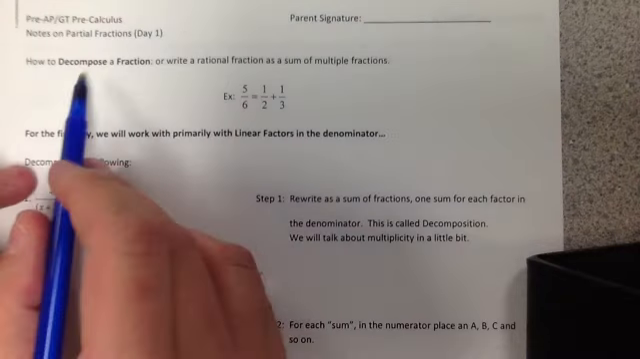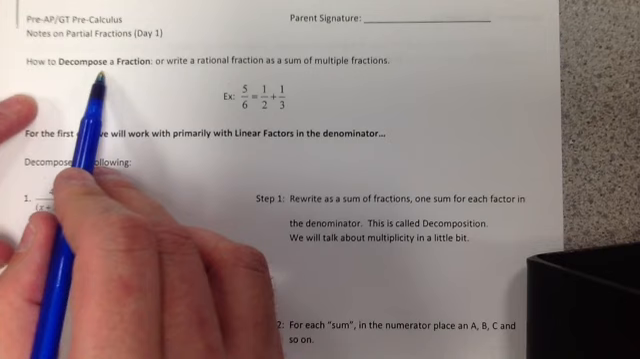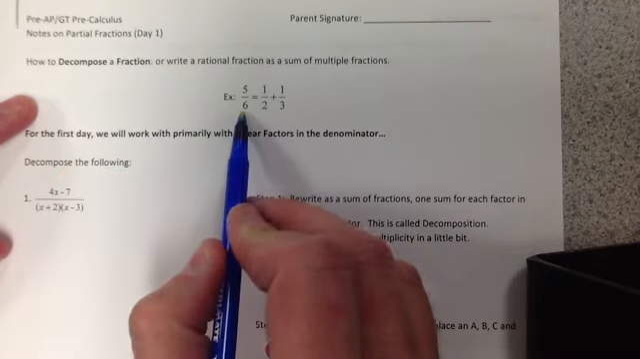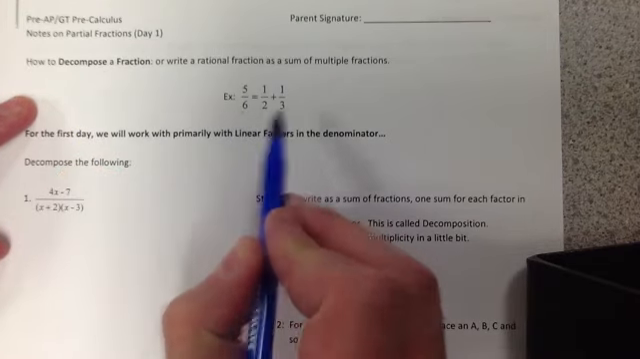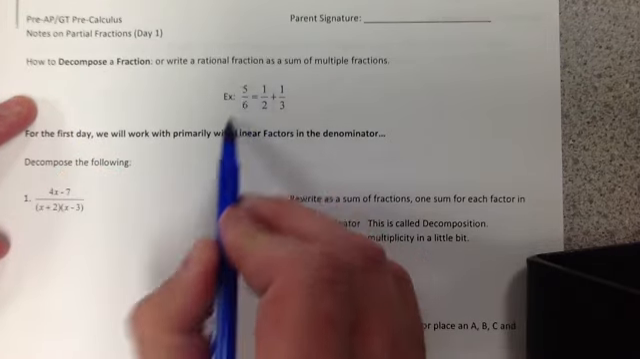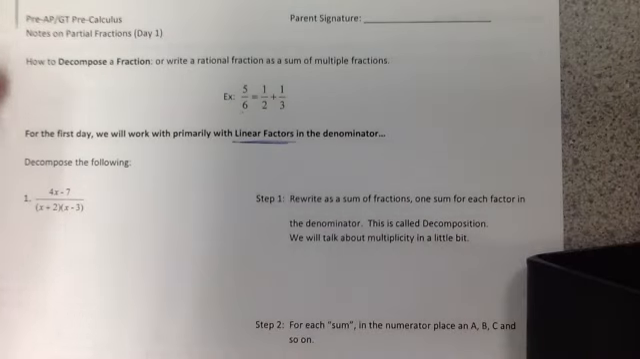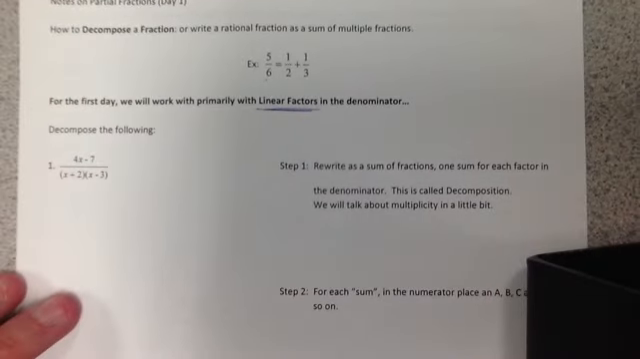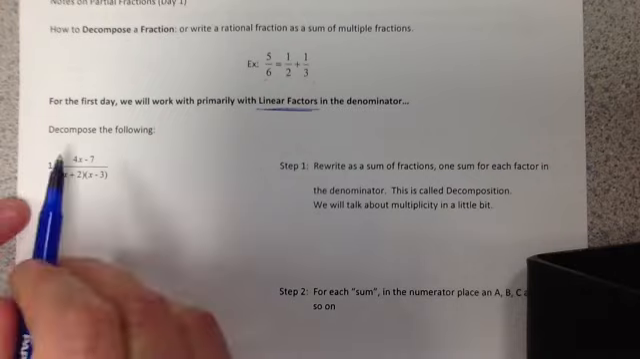Today we're going to learn about decomposing a fraction. Essentially it's taking a fraction and writing it as a sum of multiple fractions. For example, 5/6 can be written as 1/2 plus 1/3. Now we're primarily going to work with linear factors in the denominator. That changes when we have nonlinear factors, and that's going to be tomorrow's lesson.